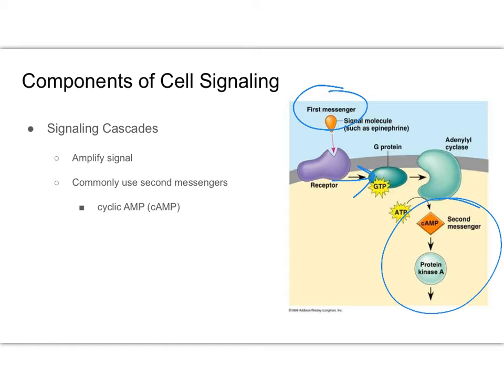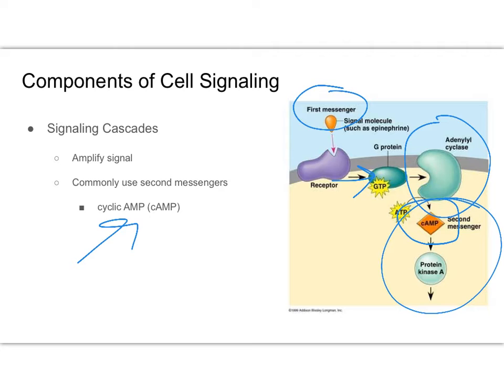These are going to be molecules within the cell, and they're going to be the ones that do the cascade. They're going to relay and amplify the signal. A very common example here is cyclic AMP, or cAMP. cAMP is commonly found when the activated enzyme from that G protein receptor has been activated, and that forms the cyclic AMP.